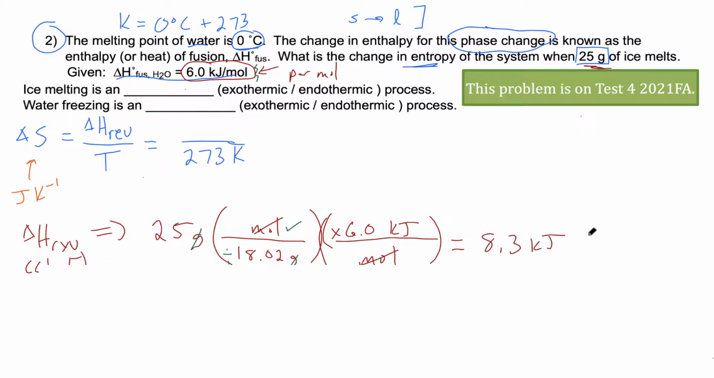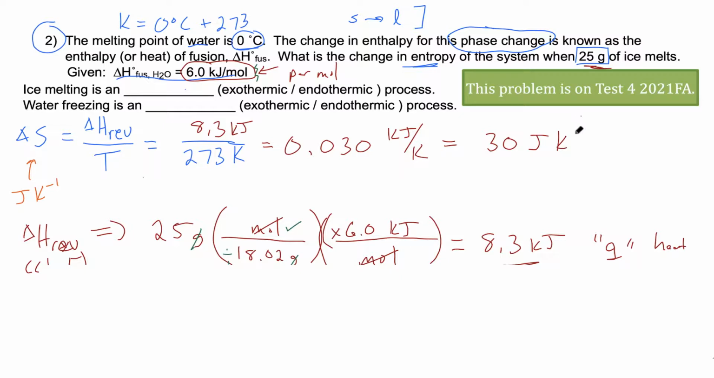8.3 kilojoules. And that's the amount of heat that back in 151 we expressed as Q. That's the amount of heat that this ice cube has to absorb before it fully melts. And this is going to be our delta H for this reversible process. And we do the math here, and we see that it comes in at a fairly small amount, which isn't unusual for entropy. I'm going to convert that to joules. It comes in at 30 joules per Kelvin.